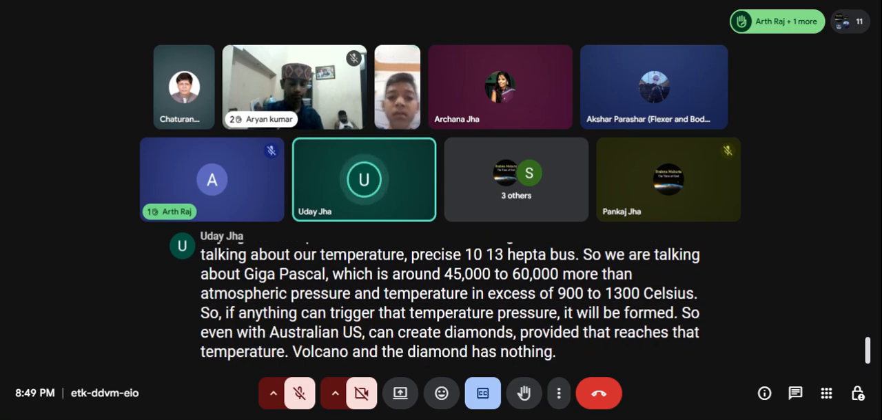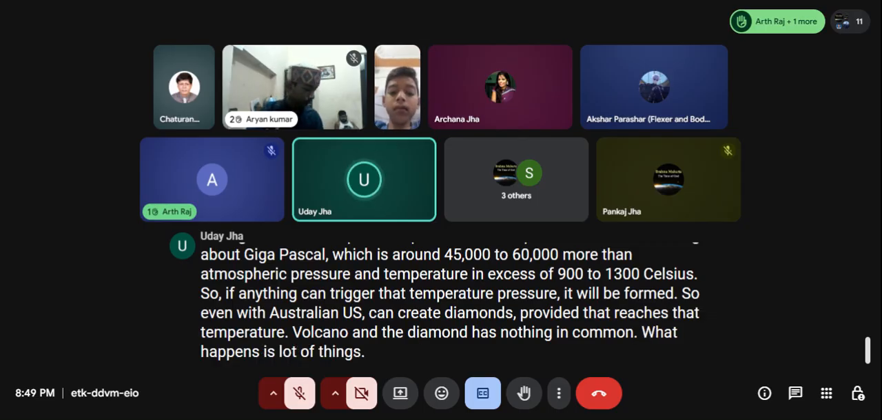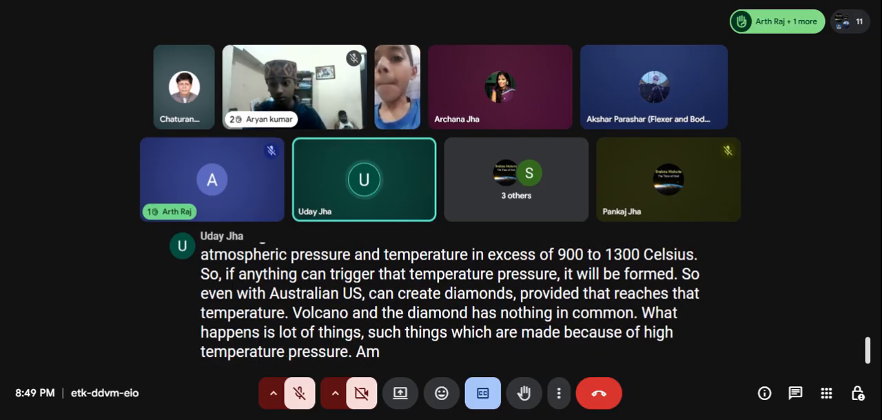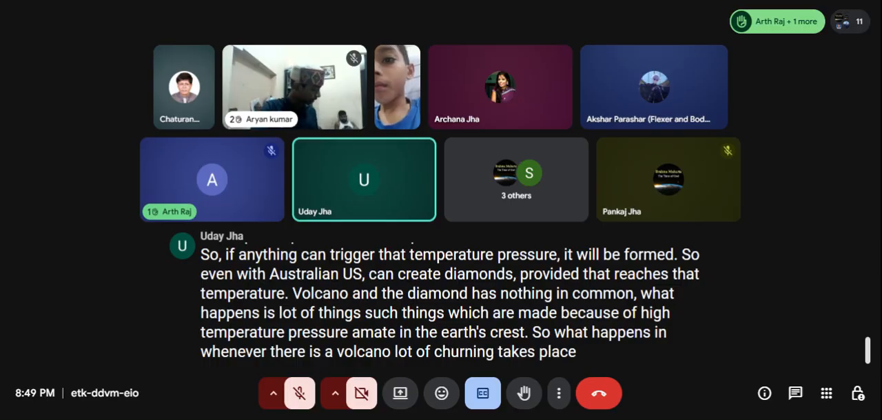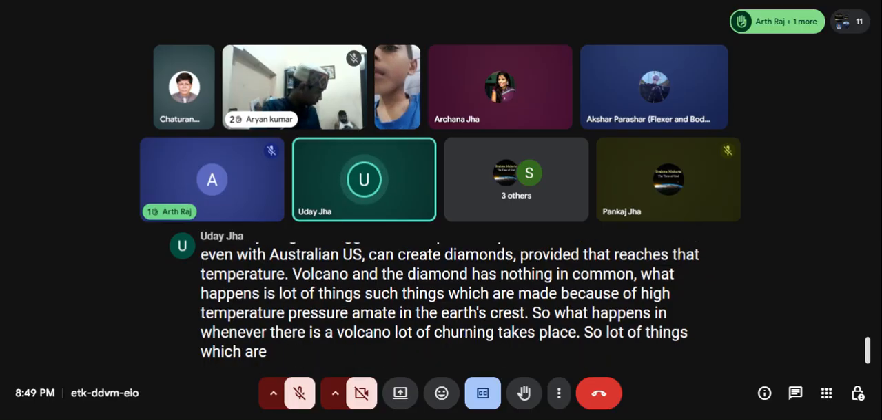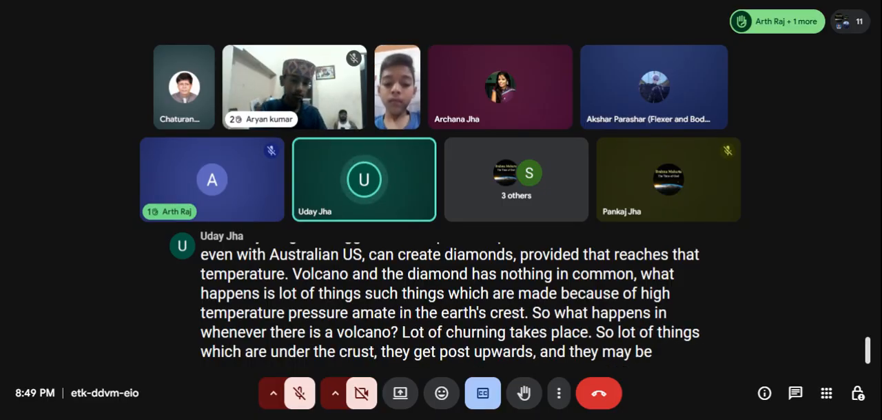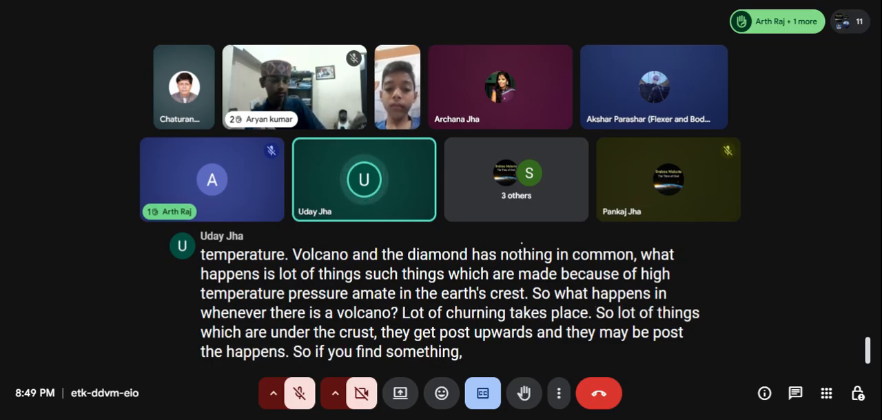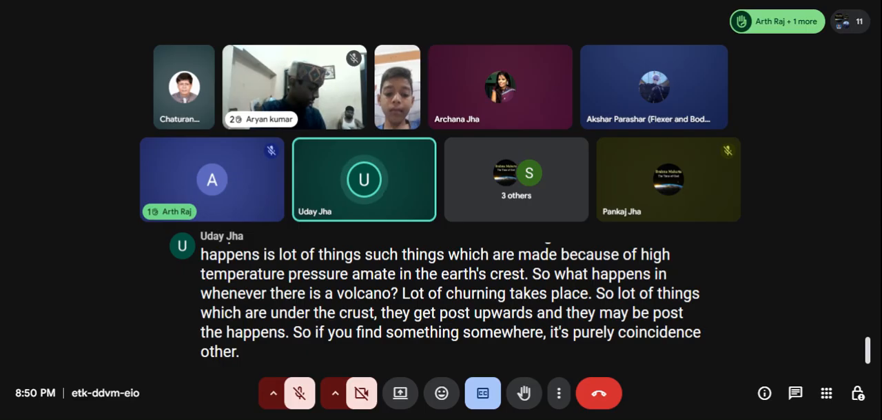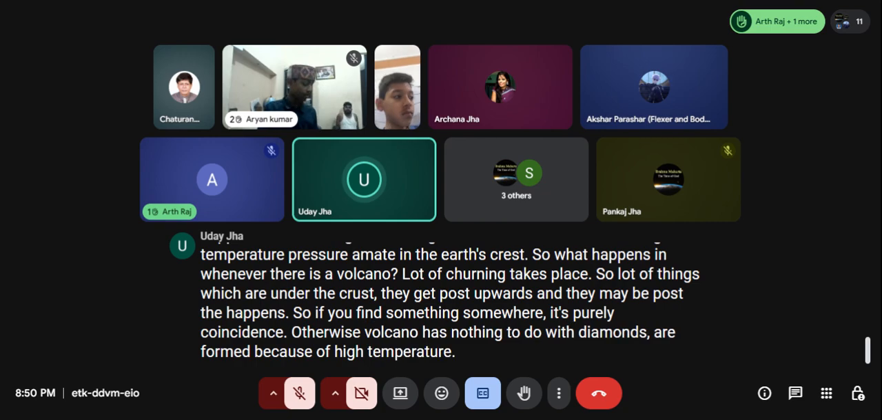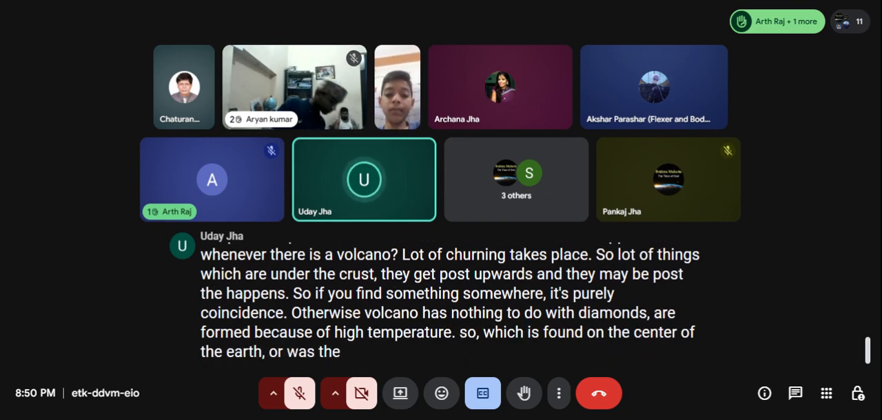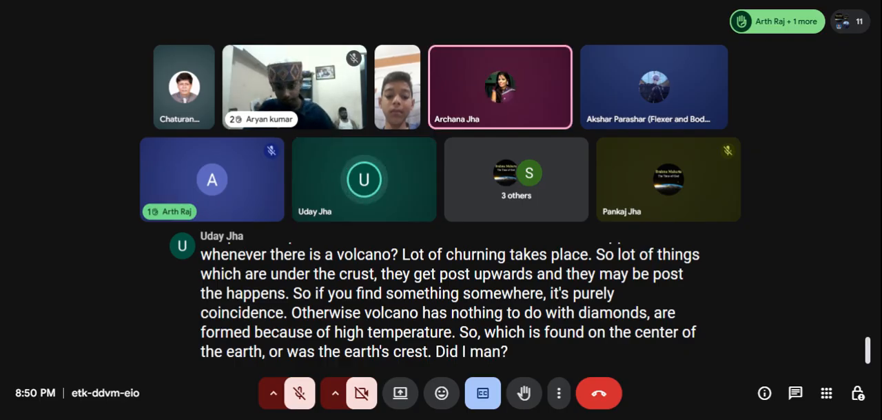Volcano and diamond have nothing in common. What happens is, things which are made because of high temperature and pressure are made in the Earth's crust. So whenever there is a volcano, a lot of churning takes place. A lot of things which are under the crust get pushed upwards. So if you find something somewhere, it's purely coincidence. Otherwise, volcano has nothing to do with diamonds. Diamonds are formed because of high temperature and pressure, which is found towards the center of the earth or towards the earth's crust. Did I manage to answer your question?